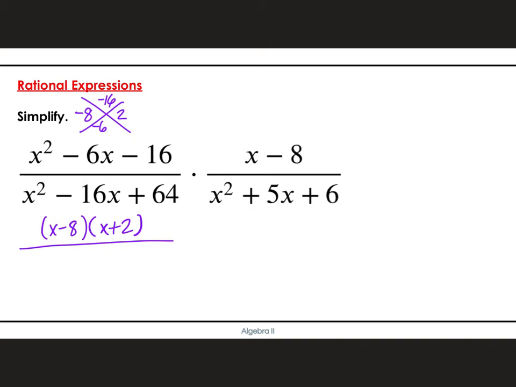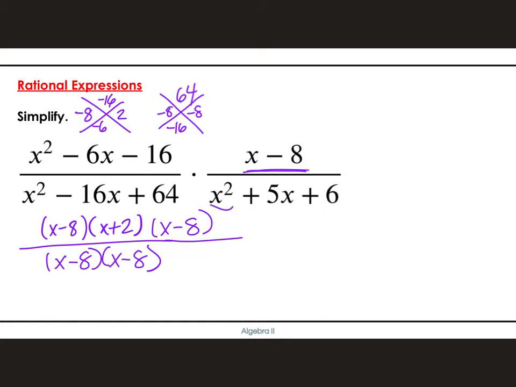And then over here, I have x minus 8. So I'm going to put an x minus 8 at the top as well because that's what I see here. And then in the bottom, I'm going to see what multiplies to give me 64 and adds to give me negative 16. That's going to be negative 8 and negative 8. So that's going to be x minus 8, x minus 8. And then over here, what multiplies to give me 6 and adds to give me 5? That's going to be a 2 and a 3. So that's going to be x plus 2 and x plus 3.